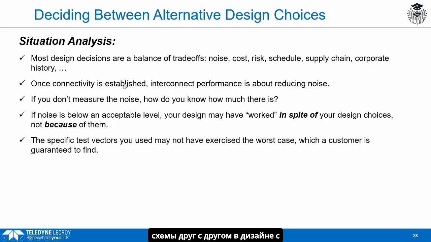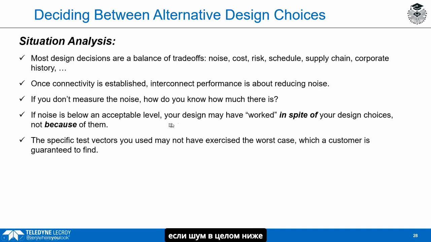Once we establish connectivity in the design with the interconnects, the only thing the interconnects are going to do for us is introduce noise. And so interconnect design is really about reducing the noise. And if you don't measure the noise using some of the techniques I've showed you here, how do you know how much noise there is? It's hard to make those decisions based on your experience if you're not measuring the noise.